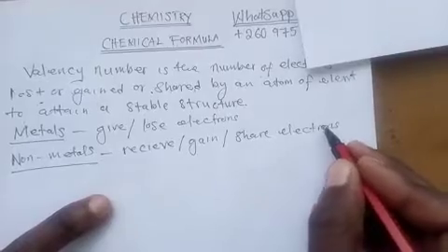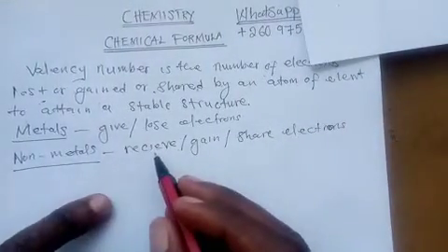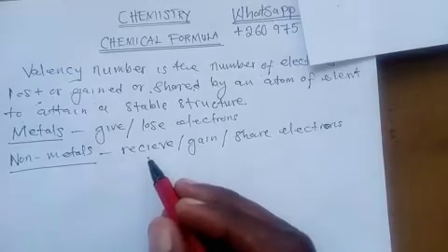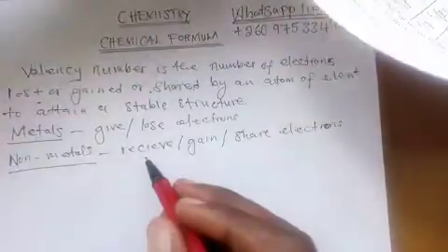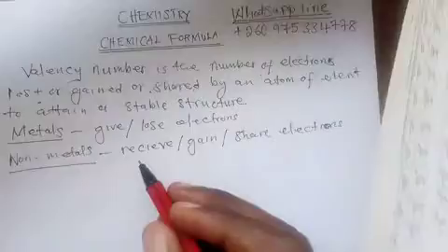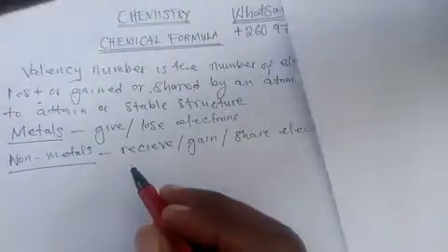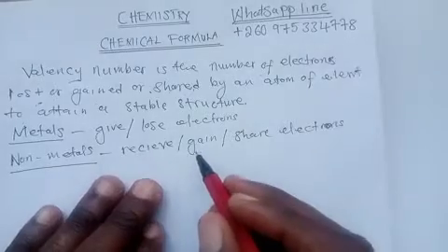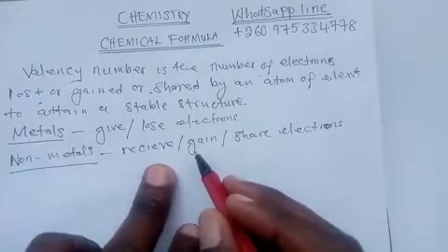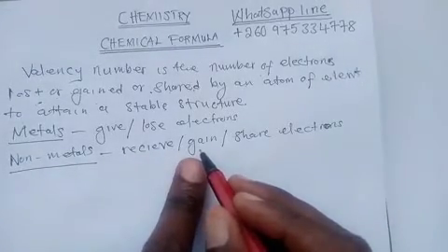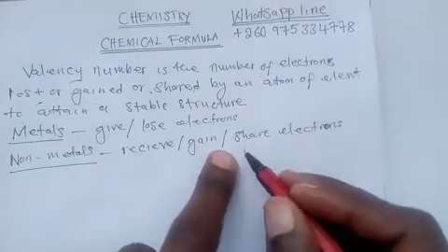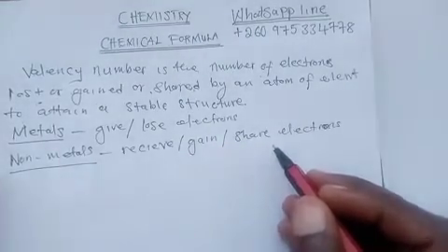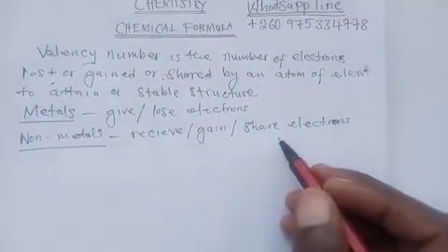So they receive, meaning that they receive electrons from metals. Non-metals receive electrons from metals. The other term you can use for receive is to gain, and they also share electrons among themselves. The non-metals share electrons among themselves.